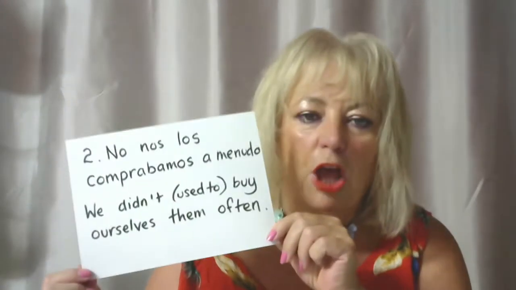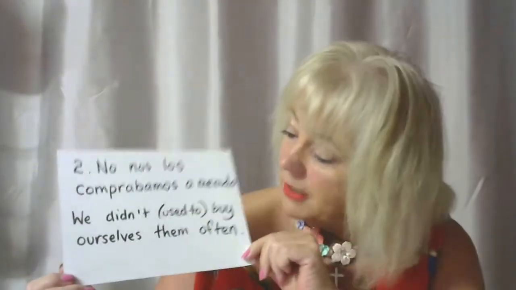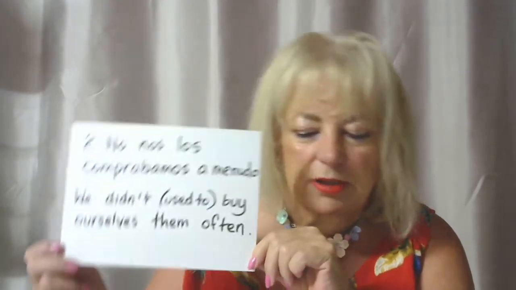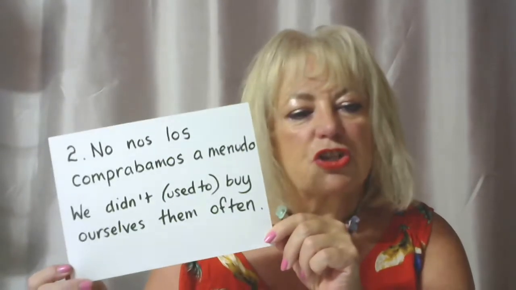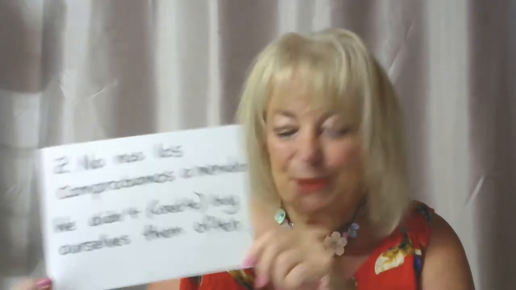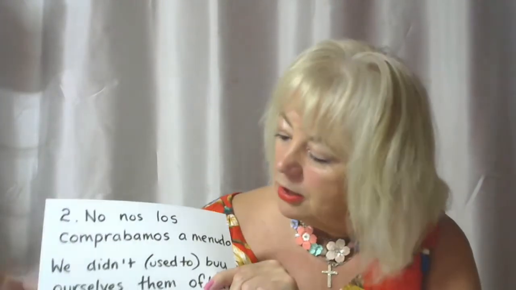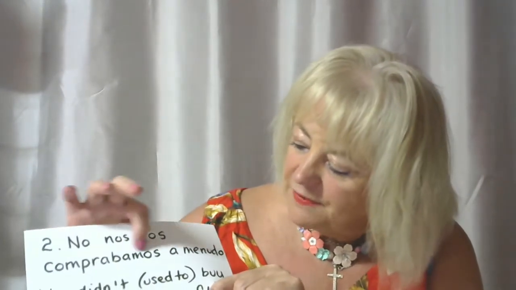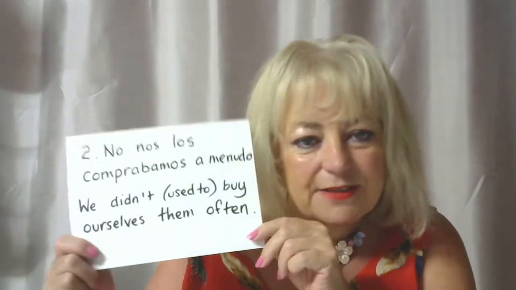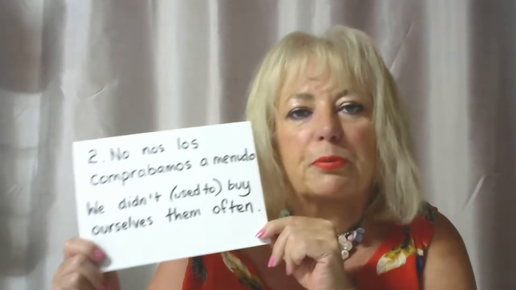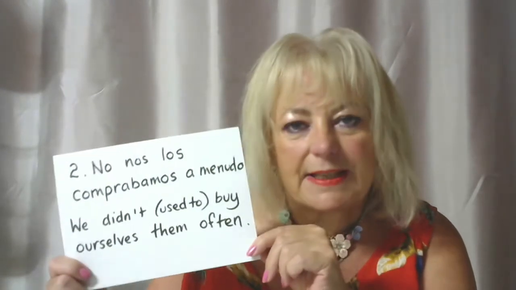Okay, let's look at number two. So this time we're starting with the Spanish. I'm changing it up a little bit. Each one will be English first, then Spanish, and then Spanish first, then English. So, número dos. "No nos los comprábamos a menudo." So, it's we, not because of the nos, but because of the ending on the verb. So identify your verb first of all. The verb is comprábamos, from the verb comprar, in the imperfect tense.